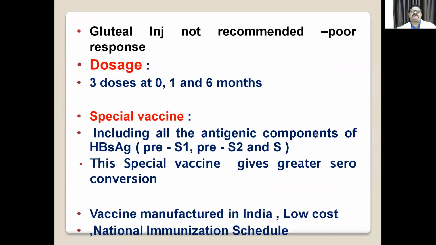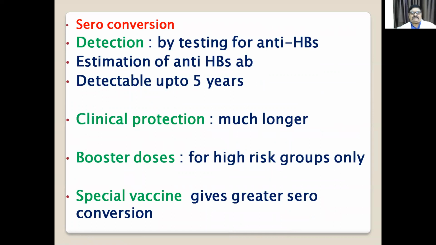Of course, a special vaccine is available, including all the antigenic components of hepatitis B surface antigen: Pre-S1, pre-S2, and S. What is the special advantage of using the special vaccine? It is manufactured in India, low cost. It is in the national immunization schedule and all. So it gives better seroconversion. What is seroconversion? That is by testing for anti-HBs antibody, estimation of anti-HBs antibody, detectable up to 5 years. So this is the seroconversion that we are expecting.